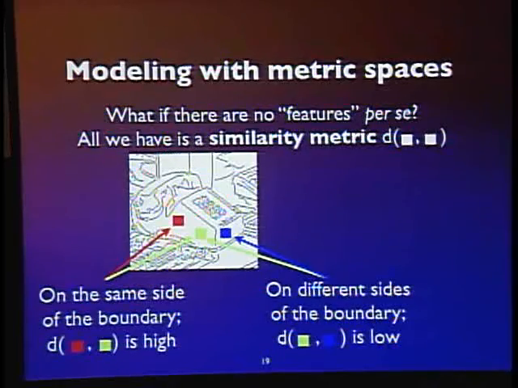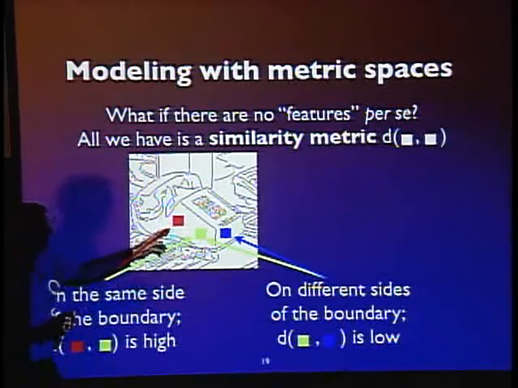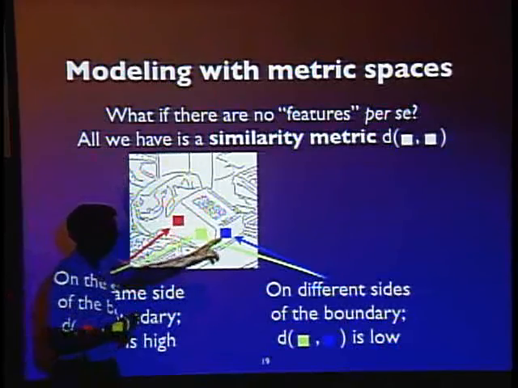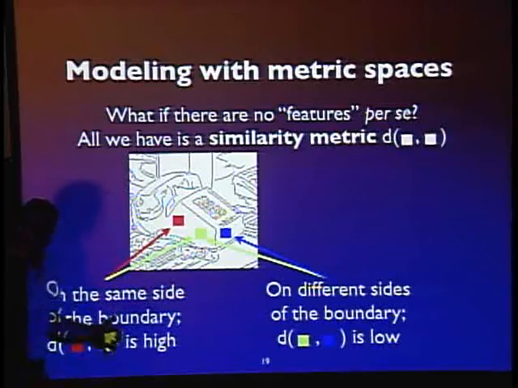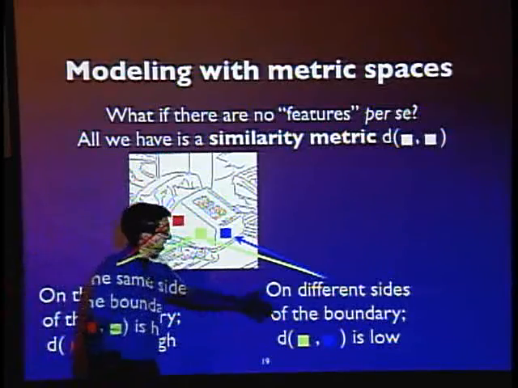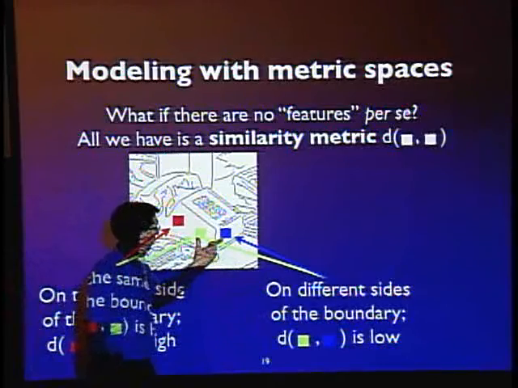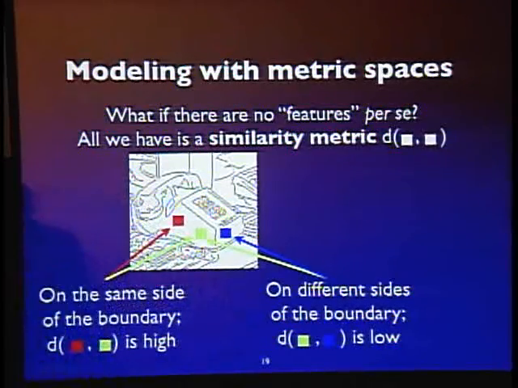So again, in metric spaces, the thing that you have is not a set of properties or a set of features for this pixel and a set of features for that pixel and so on. All you have is a set of pairwise distances, a set of relationships between pairs of pixels. And what you can do is come up with some way of putting this into numerics, saying basically that two pixels that are on the same side of the boundary have a low distance between them, or a high similarity, and pixels that are on opposite sides of the boundary have a large distance between them. In other words, low similarity.